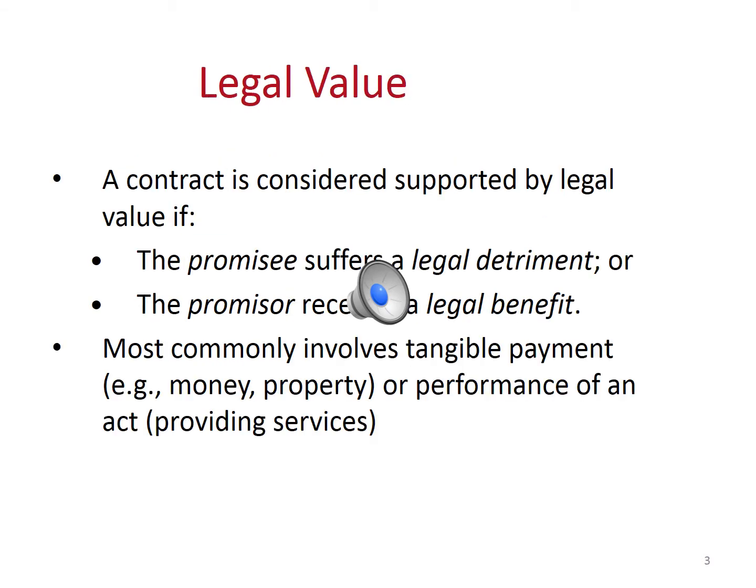Now, I want to talk about legal value. A contract is considered supported by legal value if the promisee suffers a legal detriment or the promisor receives a legal benefit. So what does legal detriment mean? Before I talk about legal detriment, let's talk about detriment. According to a legal dictionary, detriment means any loss or harm to a person or property, or the relinquishment of a legal right, benefit, or something of value.